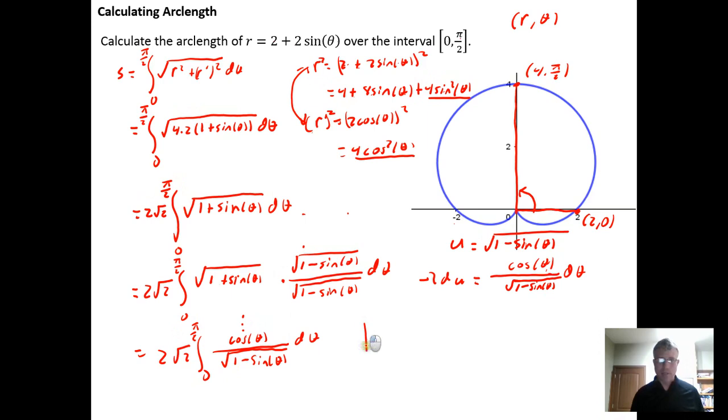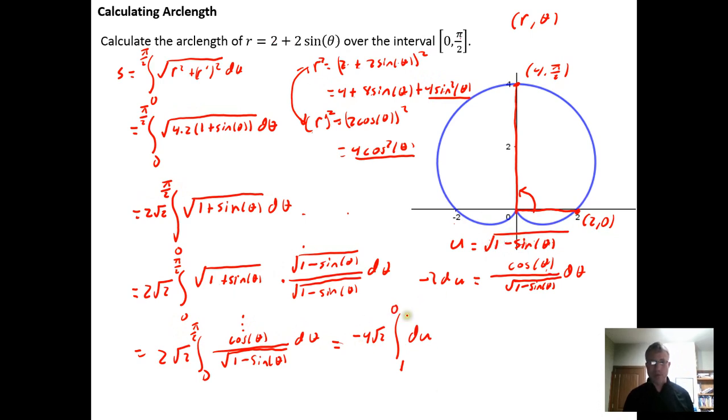So at that point you wind up with, I'm going to use really bad form here, -4 square root of 2 integral, and then this is going to be just du. And then you have two choices. You change the limits of integration. You plug 0 in here, and you get sine of 0, 0. 1 minus 0 is 1. Square root of 1 is 1. You change the limit of integration there to 1. And then you plug in the pi over 2. You get sine of pi over 2 is 1. 1 minus 1 is 0. Square root of 0 is 0.